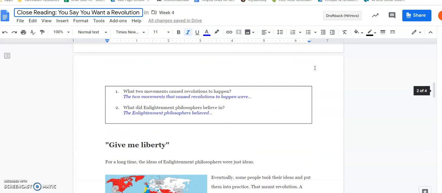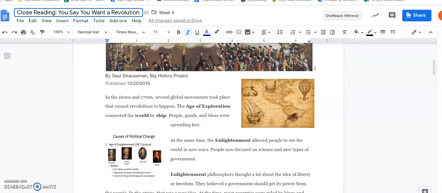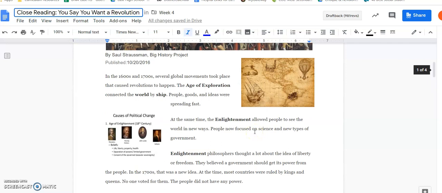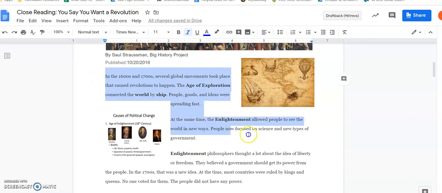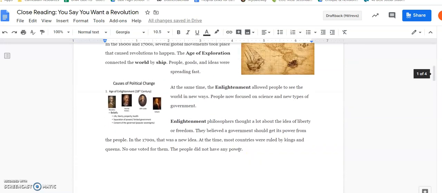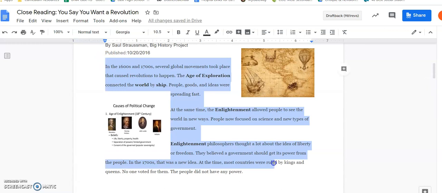Let's just read the questions out loud. What two movements caused revolutions to happen? The two movements that caused revolutions to happen were. Okay, so I go up here and I have to read through these three paragraphs to find my answer. What did Enlightenment philosophers believe in? Okay, so again, I go back up here, I read the first three paragraphs to find what the Enlightenment philosophers believed in.